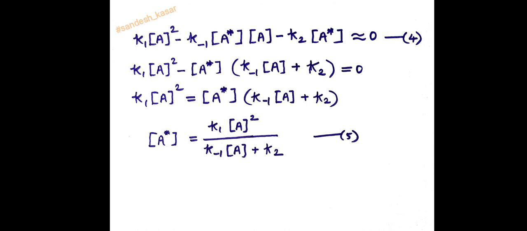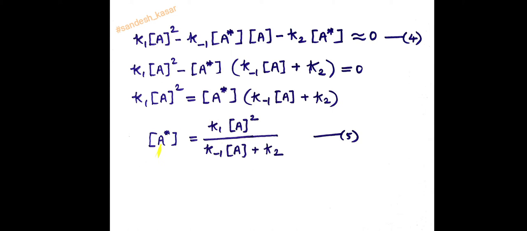Now [A star] is taken as common from these two terms. So [A star] into, in brackets, k minus 1 [A] plus k2, is equal to 0. Now k1[A]^2 is equal to, so this part changes the side, [A star] into k minus 1 [A] plus k2. Then rearrange it for A star.